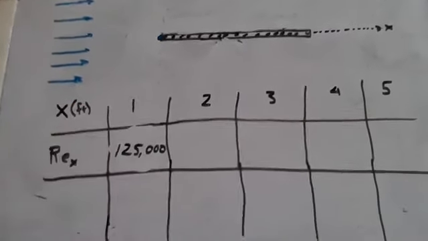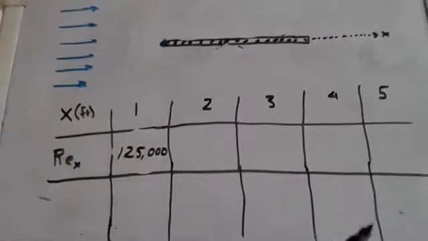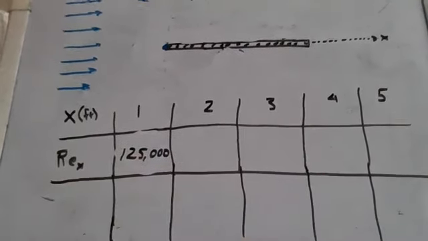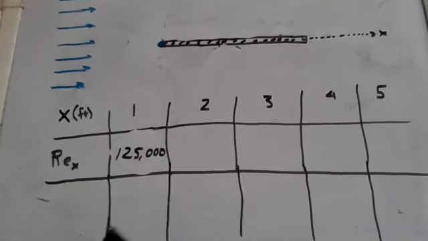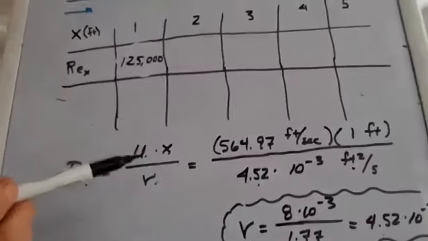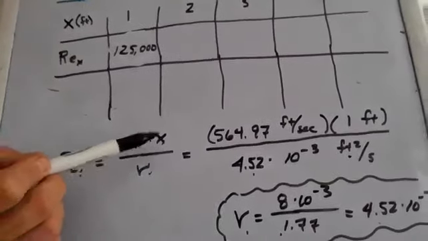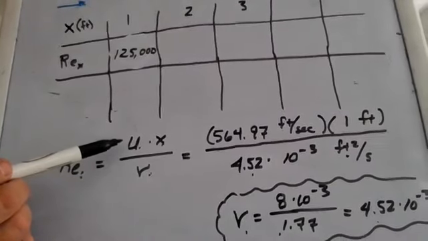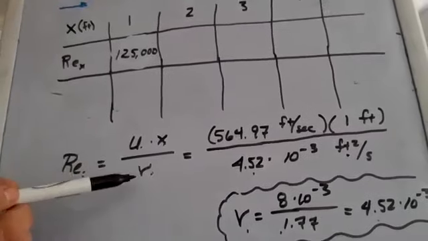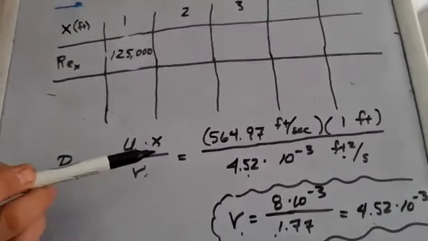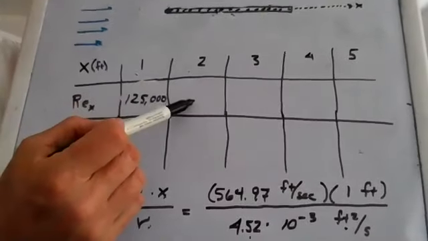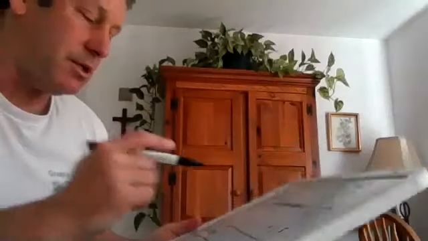Why don't you go ahead and pause and see if you can think your way through it. Is there some slick way you could get the 2, 3, 4, and 5 without a lot of calculator work? Hopefully you've thought about it and realized that, looking at this formula, as I move down the plate, the free stream velocity does not change. That's the unaffected velocity, the velocity upstream of the plate. The fluid properties aren't changing. Its kinematic viscosity is not changing. All that is changing is x. So in going from 1 to 2, x doubles, so this one right here is going to be 250,000.